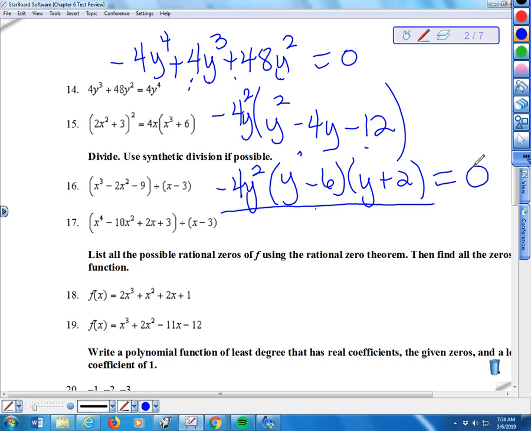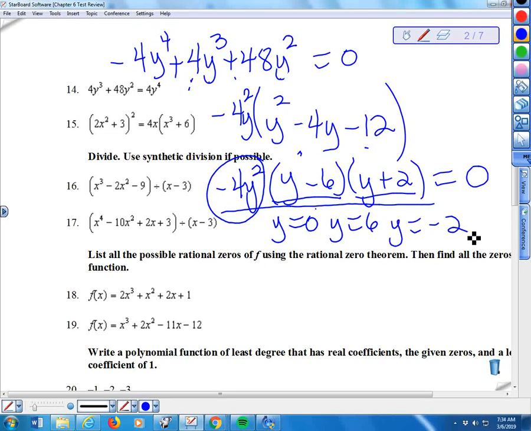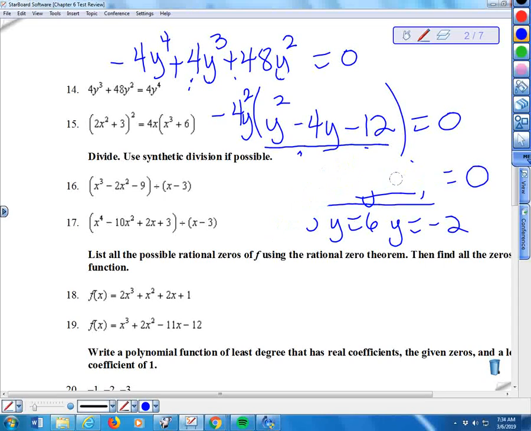So now I know this term equals 0, so y equals 0. I know this factor, y is equal to 6, and I know when this is factored, y is equal to negative 2. Now, if this was equal to 0 and you needed to solve and you didn't recognize you could factor this, you could always use the quadratic formula. All right, next one.